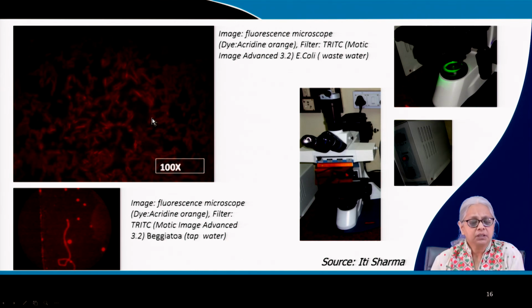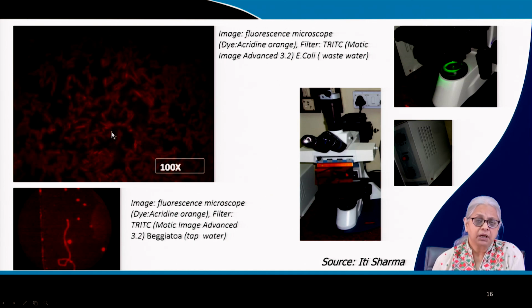So in this particular case, we have acridine orange, we have a filter called TRITC, and like I said, a filter is part of the fluorescence phenomenon in fluorescence microscopes. It is the combination of the dye and the filter which results in an image, and you can see the wastewater sample and E. coli.